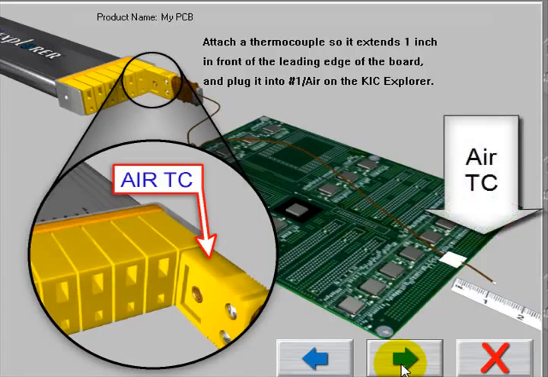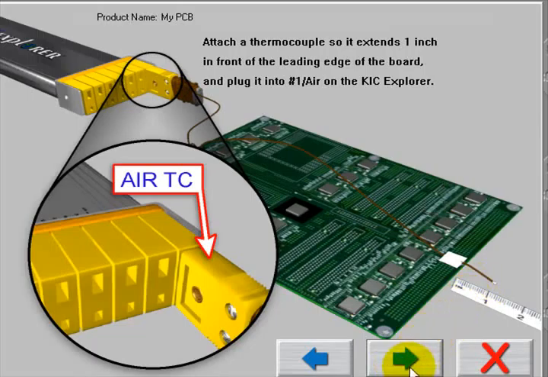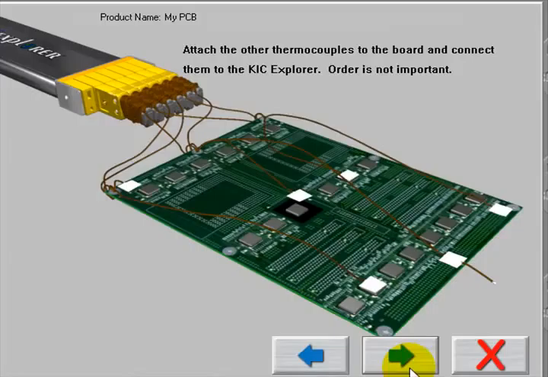This works in tandem with the air TC on channel 1 of your profiler. You can see the air TC is mounted at the lead edge of the PCB to pick up the change from ambient temperature to oven temperature that will automatically trigger your data run.